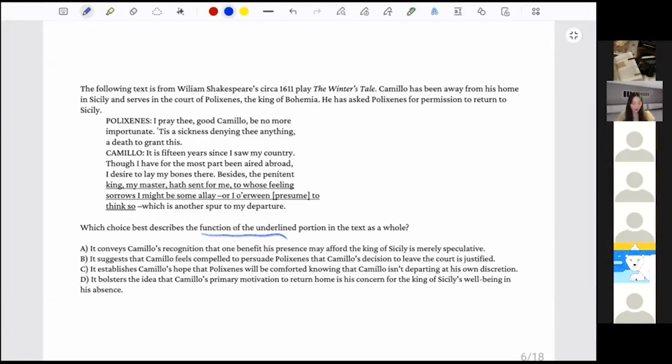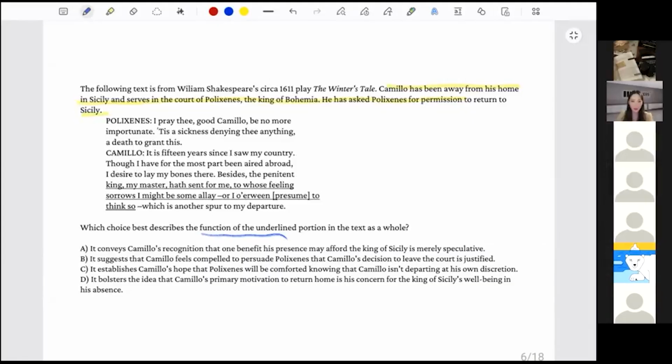D, it bolsters the idea that Camillo's primary motivation to return home is his concern for the King of Sicily's well-being in his absence. So this is the question. And I'm sure you guys know, but reading this part really is important in solving SAT literature questions.